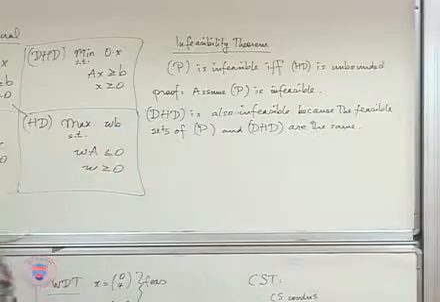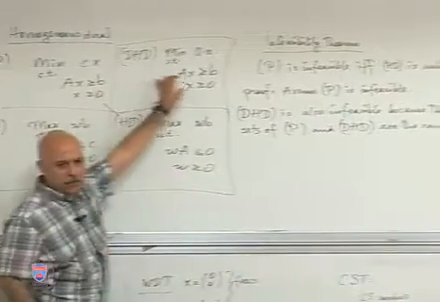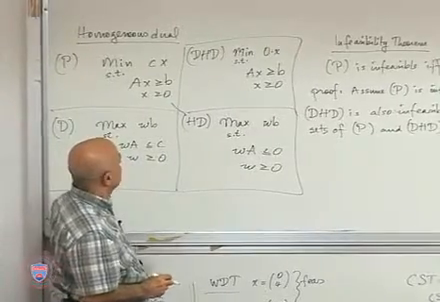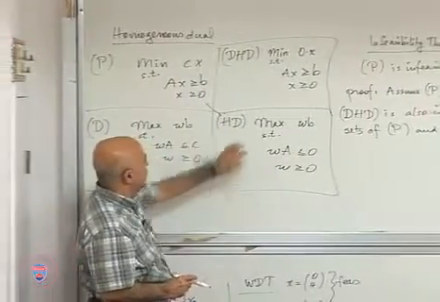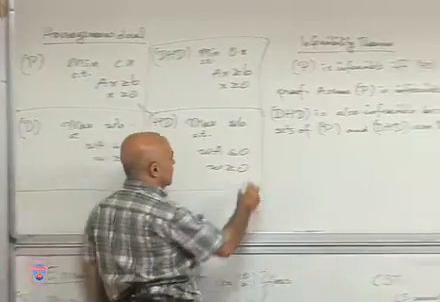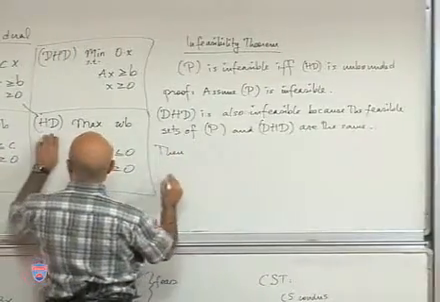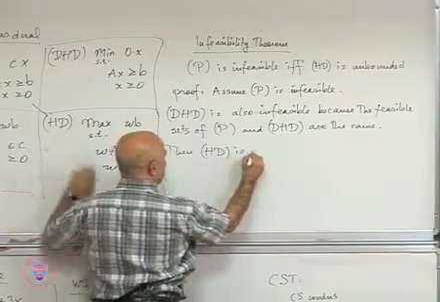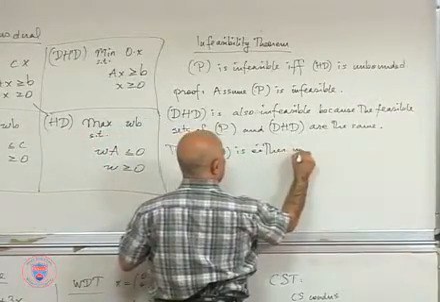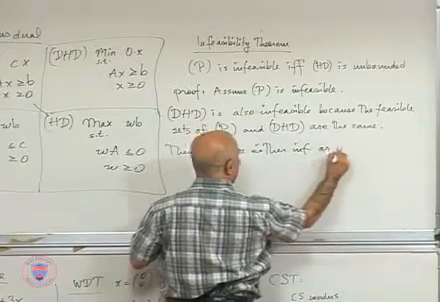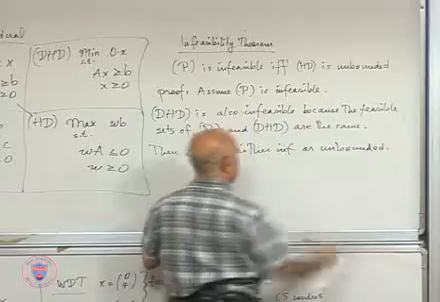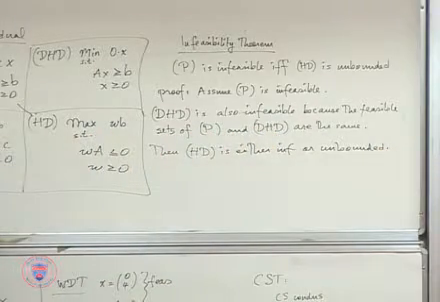Because their feasible sets are the same, the constraints are the same. So the fact that DHT is infeasible implies that HD is either infeasible or unbounded. Okay?